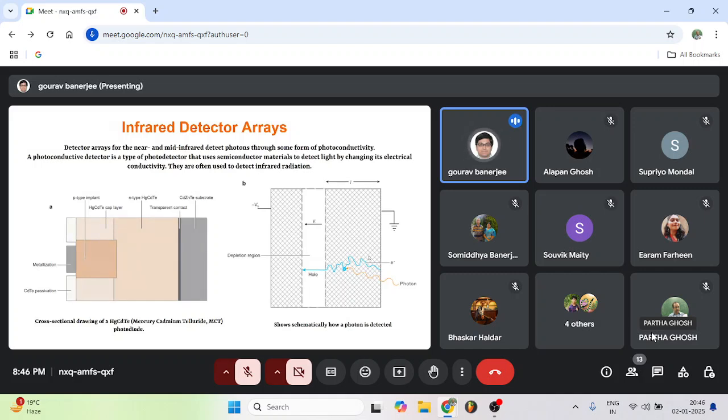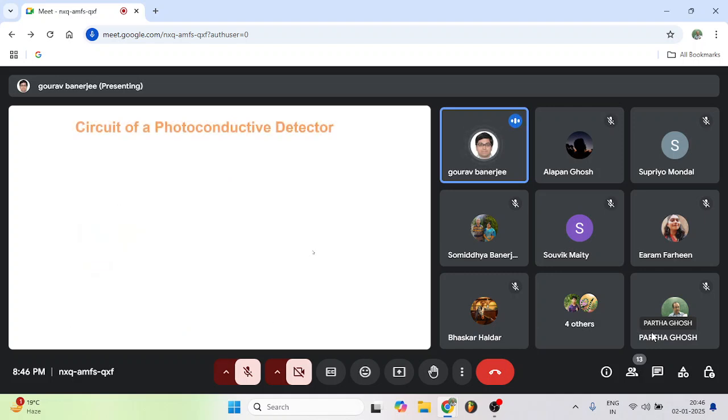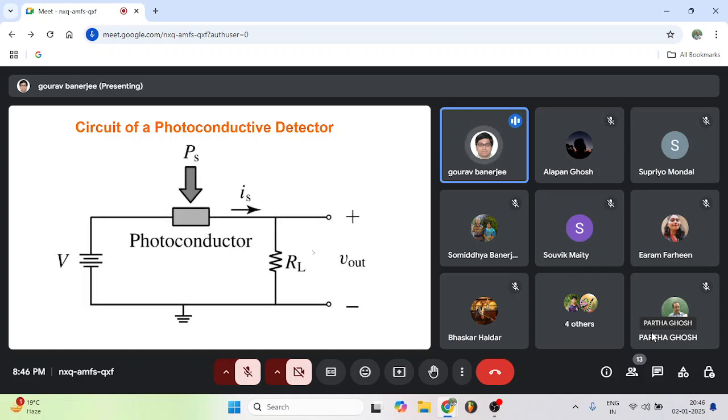When light falls on this detector, it generates electrons, the intrinsic area's resistance reduces, and current will flow through the PIN diode. This is a basic circuit diagram of a photoconductive detector. It is a simple diagram like what we use in Ohm's law. So this is a photoconductor. If light falls here, the resistance of this photoconductor will reduce and the current will flow.